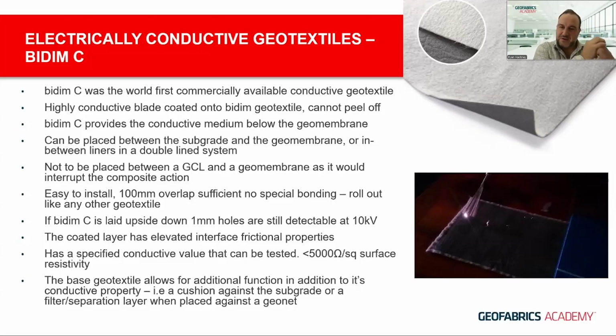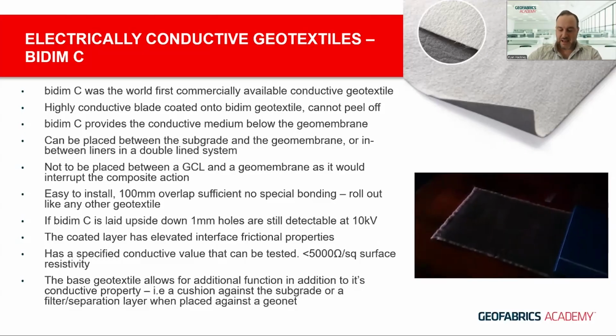The carrier of the conductive material, the Bidim geotextile itself, also has additional functions. It can provide cushioning, and it can also provide a filter or a separation layer when placed against a geonet. It's still permeable, it's still porous, so it has a number of functions as well as being conductive. So, some benefits there.